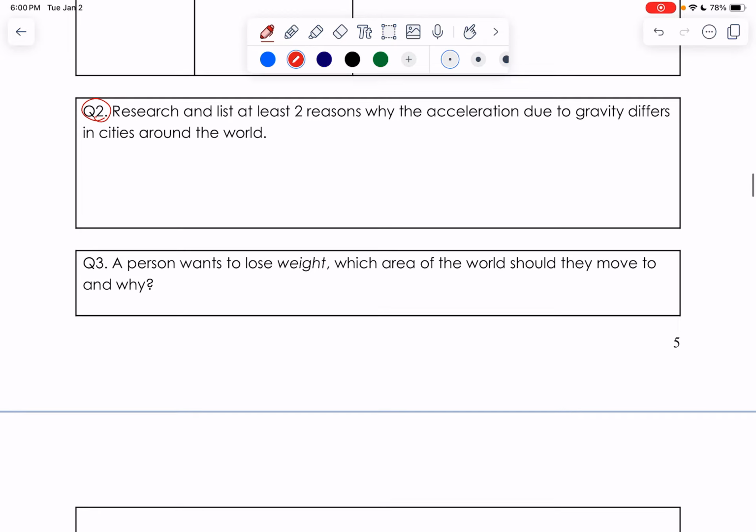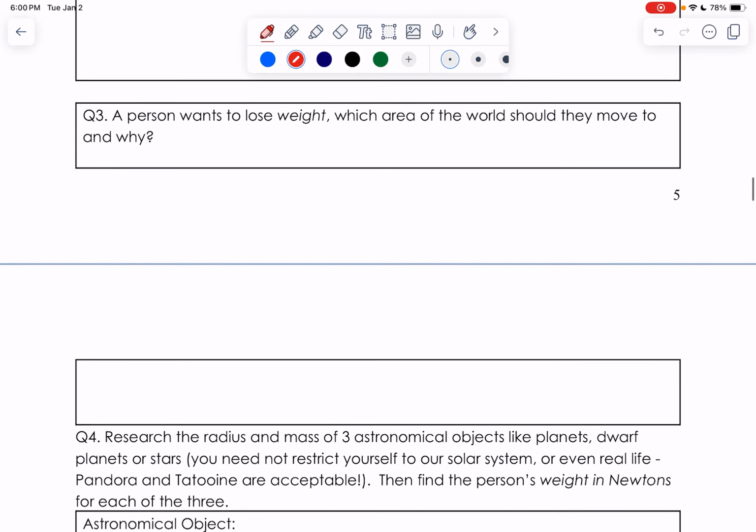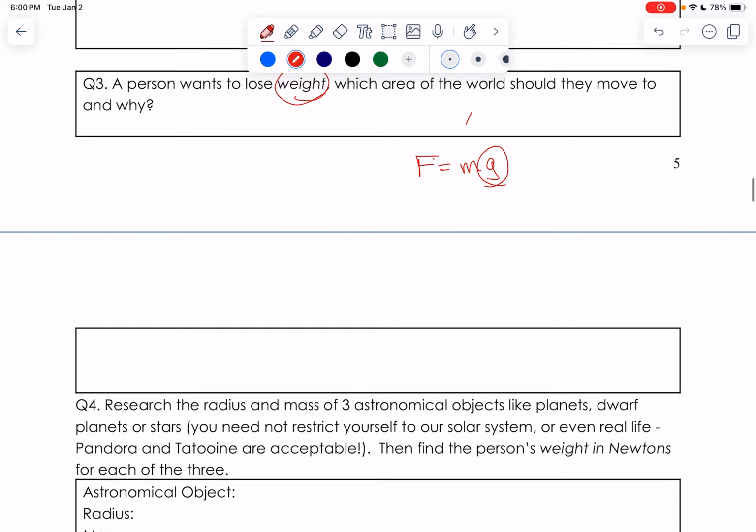Listen to what I just said a minute ago. Where would you want to move to increase your weight? Because remember, weight and mass are not the same thing. Weight is in newtons. That's just F equals m times the acceleration of gravity where you're at. And so if the gravity is higher in a certain locale on the Earth, then your weight measured in newtons will be higher.